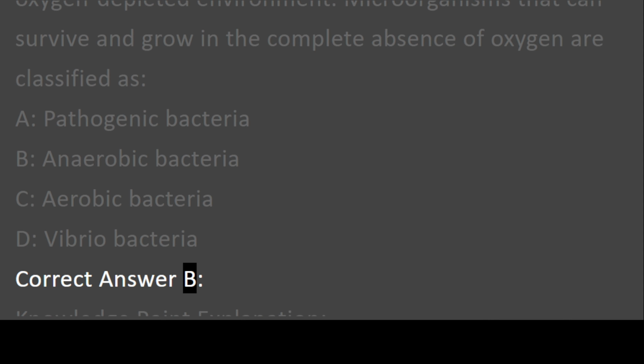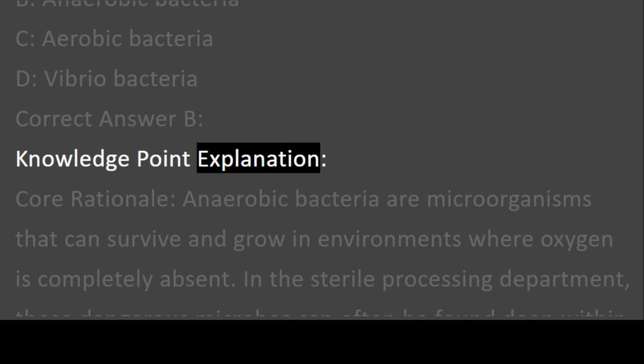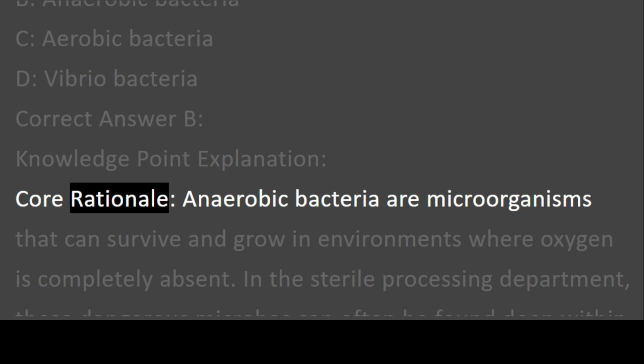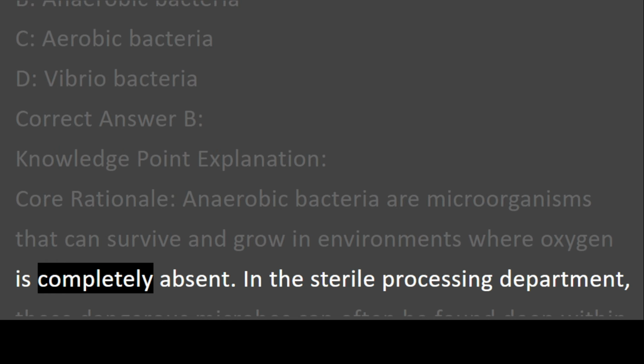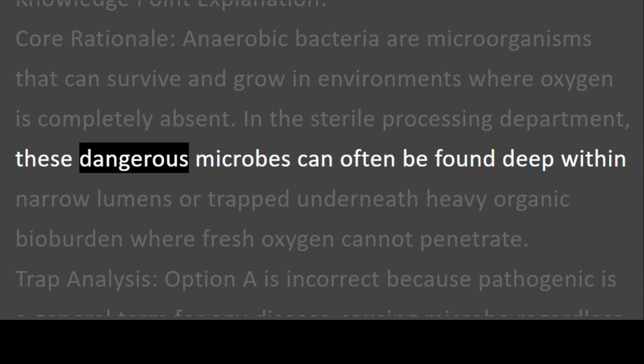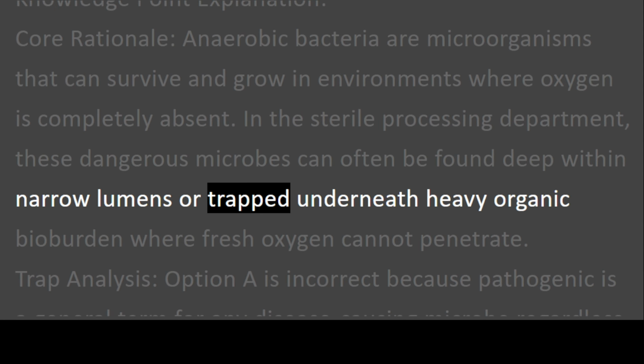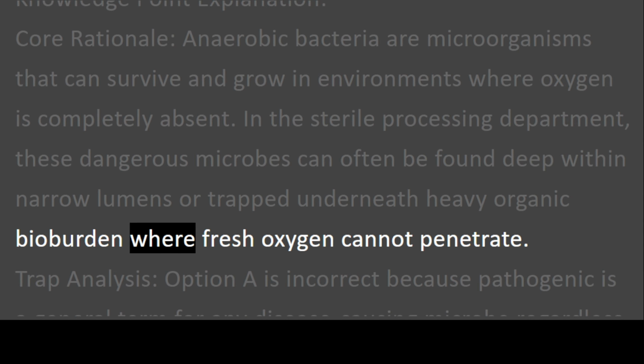Correct answer B. Knowledge point explanation. Core rationale. Anaerobic bacteria are microorganisms that can survive and grow in environments where oxygen is completely absent. In the sterile processing department, these dangerous microbes can often be found deep within narrow lumens or trapped underneath heavy organic bioburden where fresh oxygen cannot penetrate.